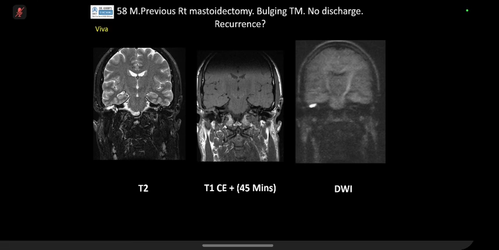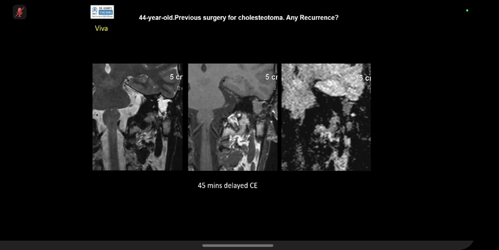The counter argument is, why are you doing this? Even if you say it is granulation tissue versus fluid, it will not change management. So just do the DWI sequence, correlate with other non-enhanced sequences, correlate the anatomy of it, and tell the clinician what it is. So here you are. This is a post-surgical case. This is the 45-minute delay, and on DWI, there is no enhancement. So there is no recurrence in this case.